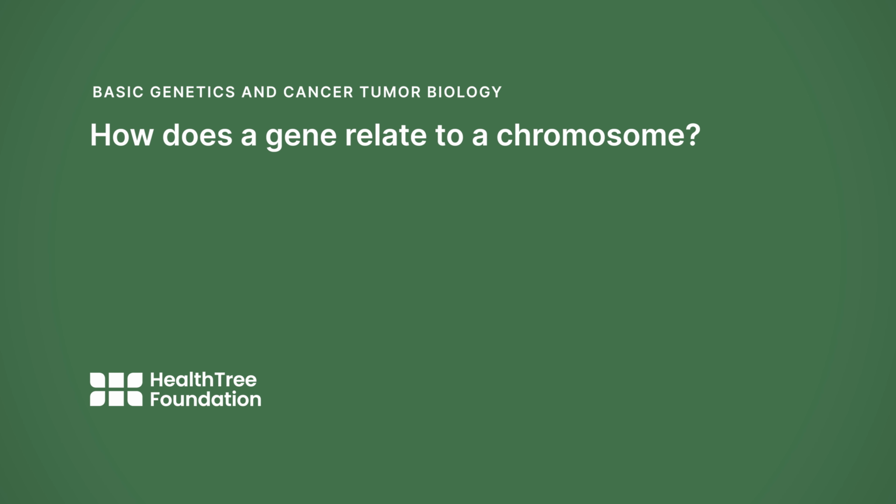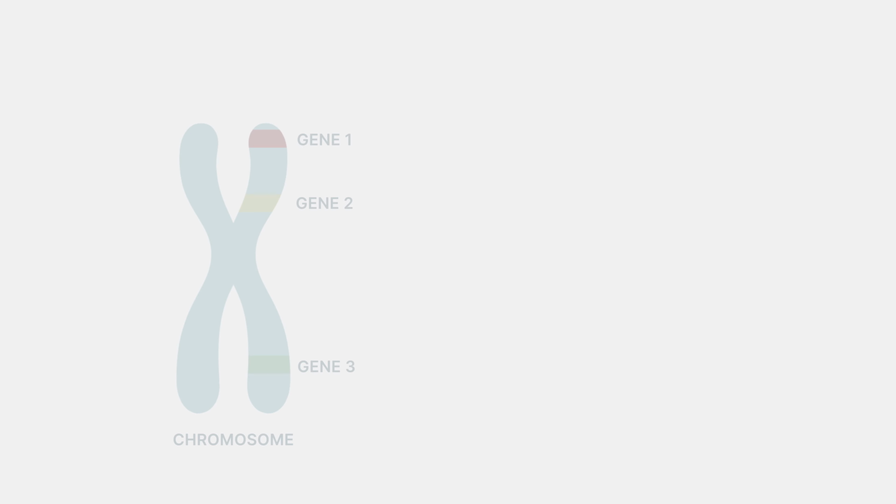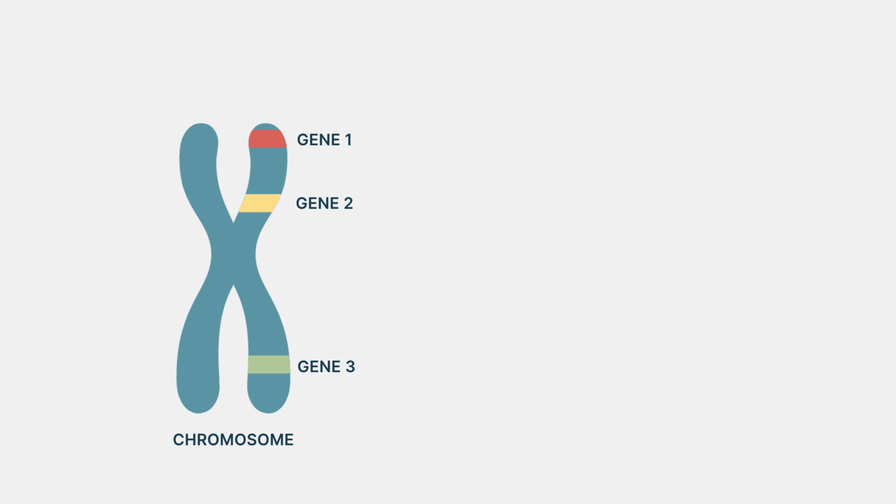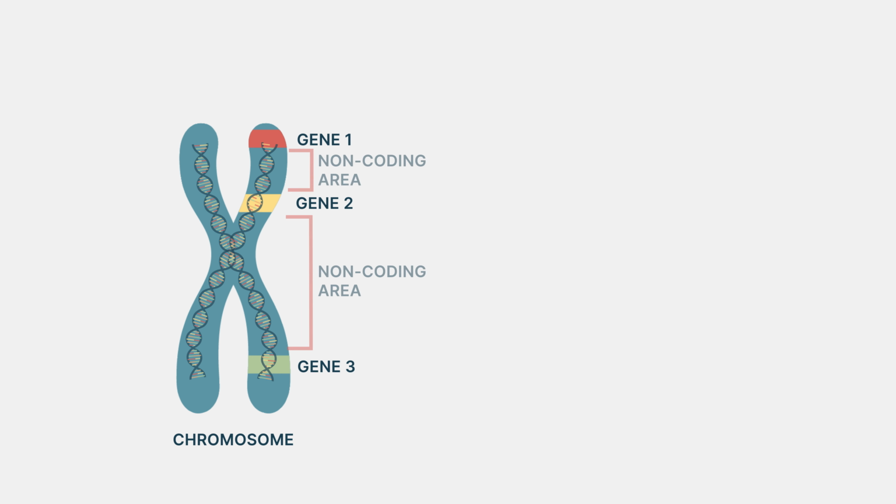How does a gene relate to a chromosome? A gene is part of a chromosome. So a chromosome is organized of many genes and also areas of DNA in between the genes that do not encode for any genes.